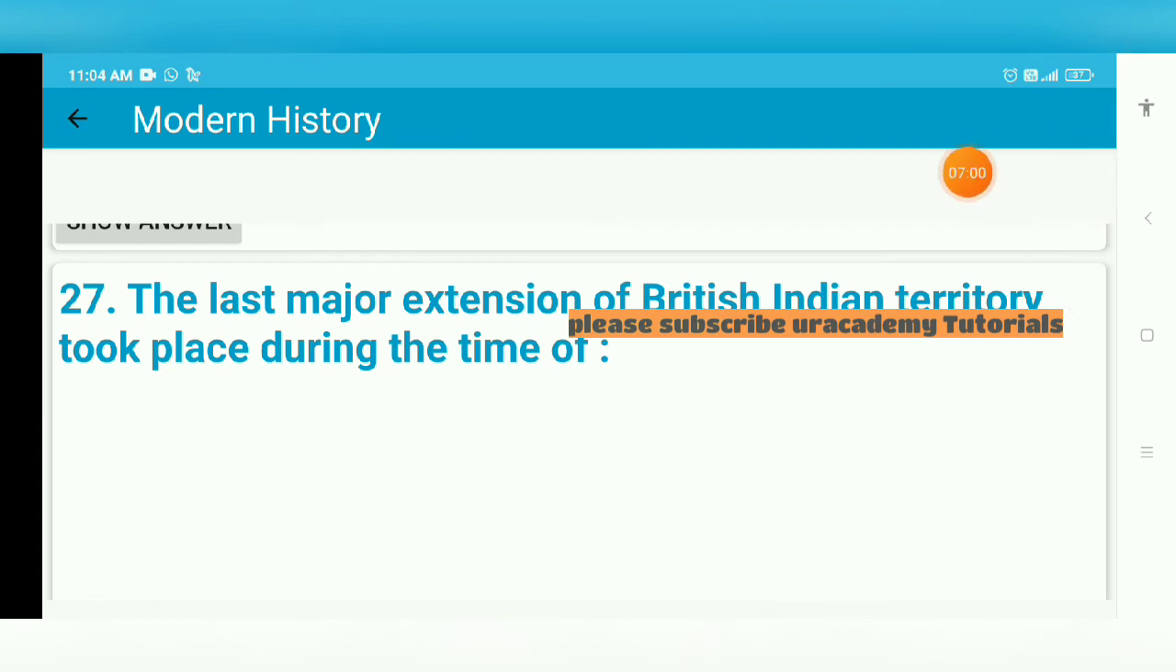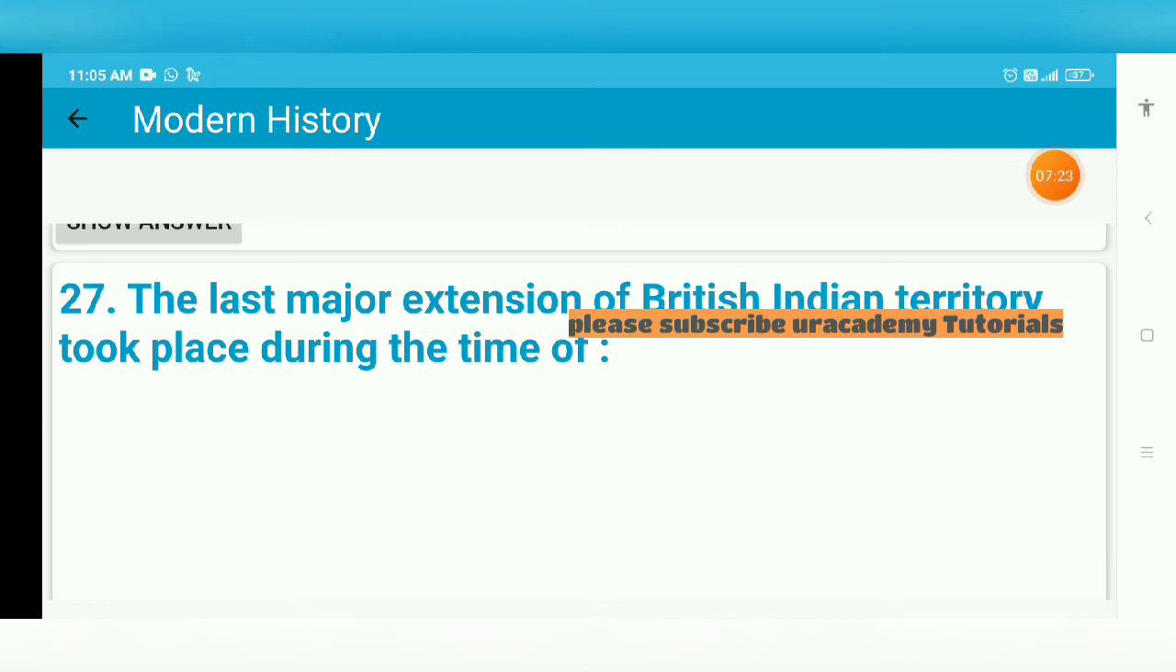Then another objective is that the last major extension of the British Indian territory took place during the time of. So we know the British followed different types of policy of expanding their territory in India. One was the subsidiary alliance, which was introduced by Lord Wellesley. Another was the doctrine of lapse, which was introduced by Dalhousie.